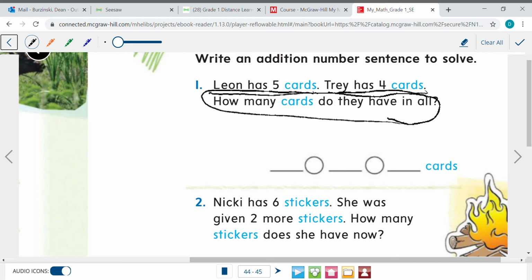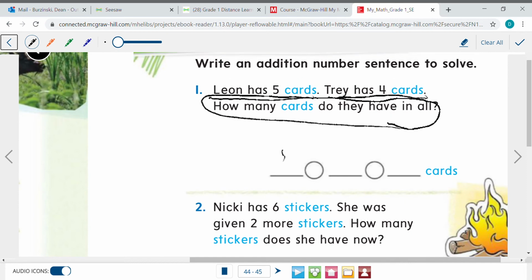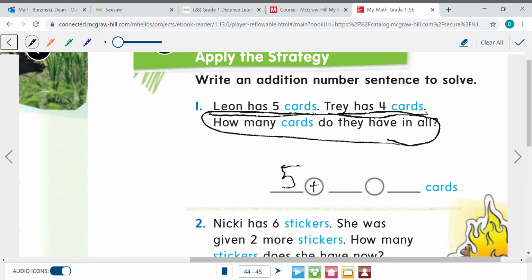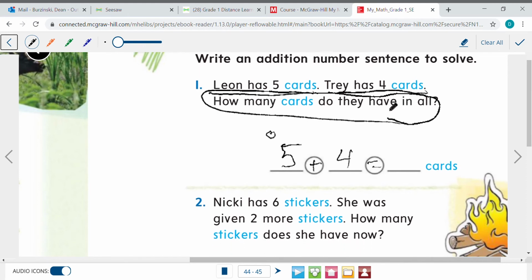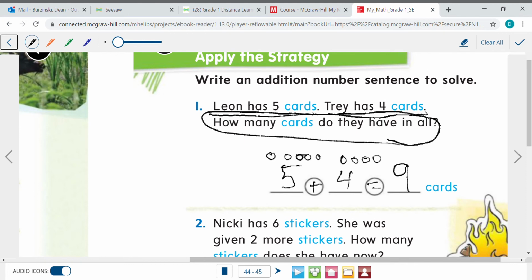And the plan is to make a number sentence. So let's write 5 plus 4 equals. And we can draw 1, 2, 3, 4, 5, and 1, 2, 3, 4. So let's count. 1, 2, 3, 4, 5, 6, 7, 8, 9. And they have 9 cards in all.